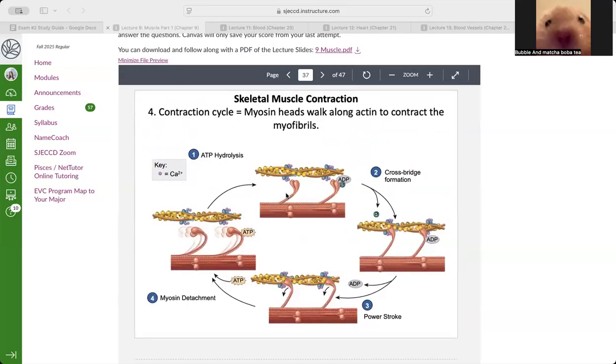ATP hydrolysis is first. Myosin has ATP and cuts off the third phosphate group. ATP has 3 phosphates, right? So it becomes ADP and P. When it releases this phosphate, it releases energy. Then cross-bridge formation, where myosin heads reach out to attach themselves to the actin filament and stick up straight. And then myosin binds actin, and thin and thick filaments are together.